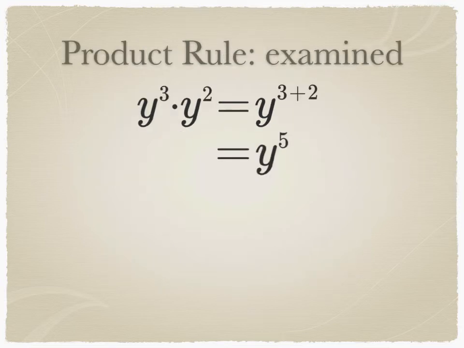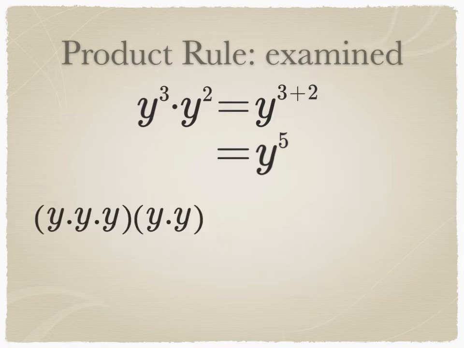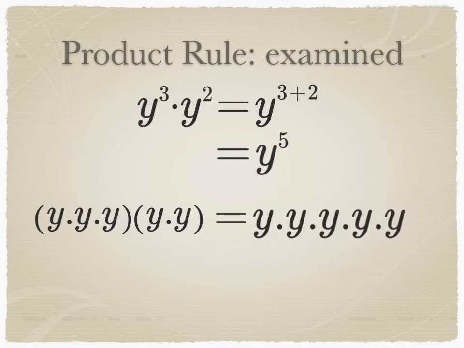And let's look at how this works. Here we'll rewrite that term. On the left side of the equal sign, we'll just write out what y cubed is. It's y times itself 3 times, and then y squared is y times y. And we can see when we multiply these two together, we end up with 5 y's, or y to the 5th.